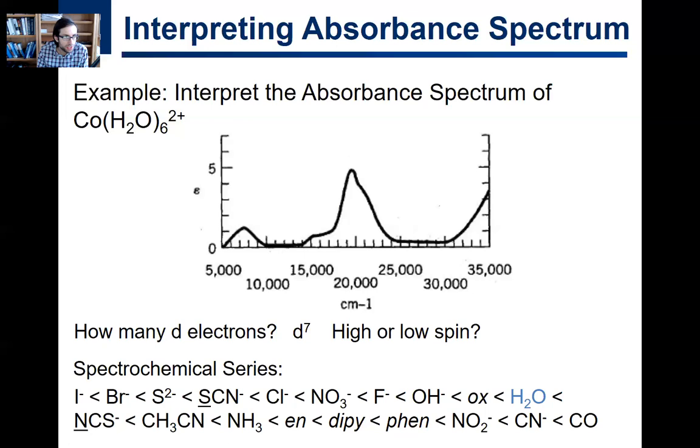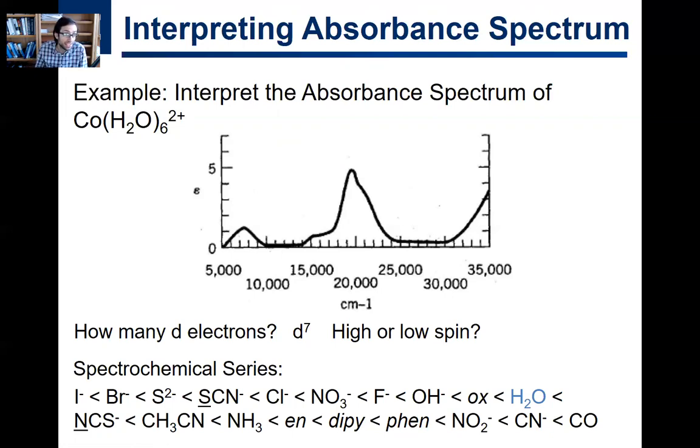But for the purposes of learning how to do this, let's look at the spectrochemical series. Water is over here. Generally, I can tell you as a rule of thumb for first row transition metals, and cobalt's a first row transition metal, anything less than ammonia is a borderline case, but anything less than ammonia on the spectrochemical series is usually going to be high spin. Okay, those are pretty weak field ligands.